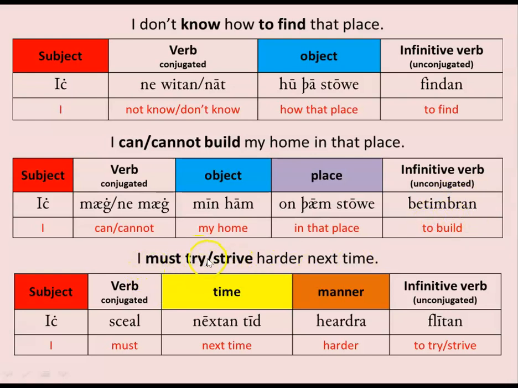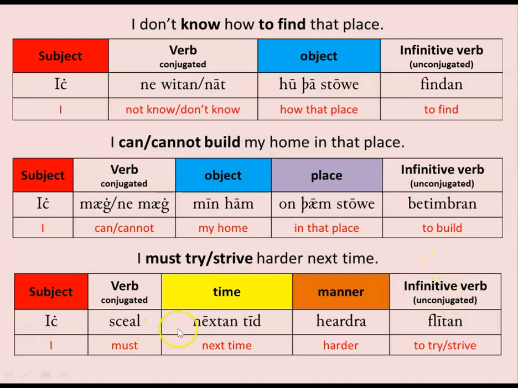Now here's another sentence. I must try, strive. Depends on how you want to word it. I must try harder next time, a common phrase, or I must strive harder next time, almost as common. Whichever one you want to say. To try, strive is felitan. That's the unconjugated infinitive form you find in the dictionaries, and that goes at the very end.